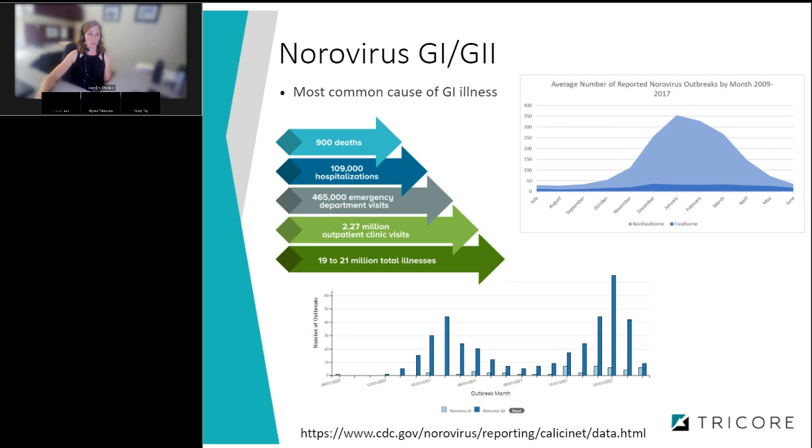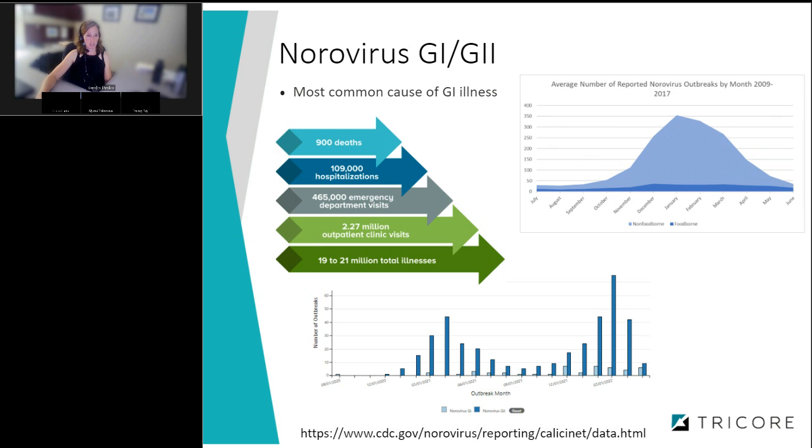This is showing the average number of reported norovirus outbreaks by month from 2009 to 2017. You can see there are some foodborne outbreaks that occur, but most of the transmission is non-foodborne, so person to person. And the majority of outbreaks are caused by G2. G2 is the darker bar here versus G1.